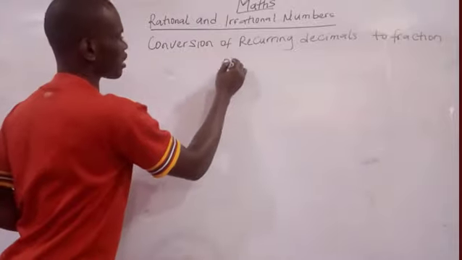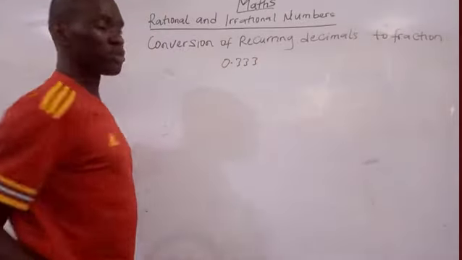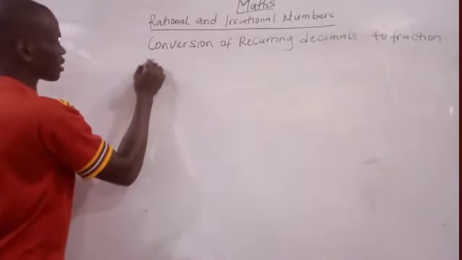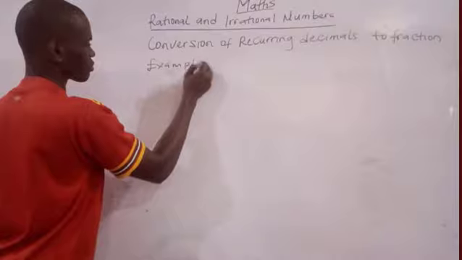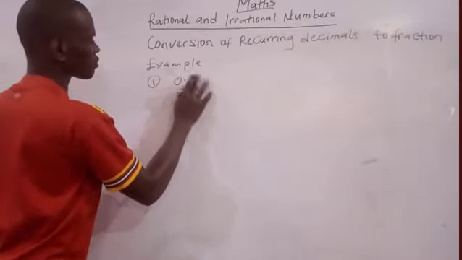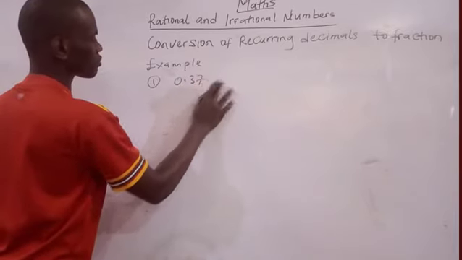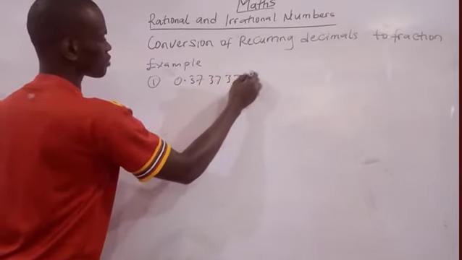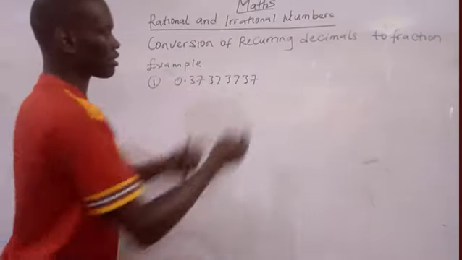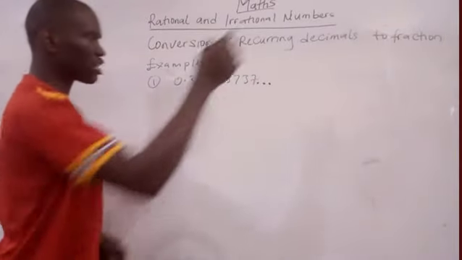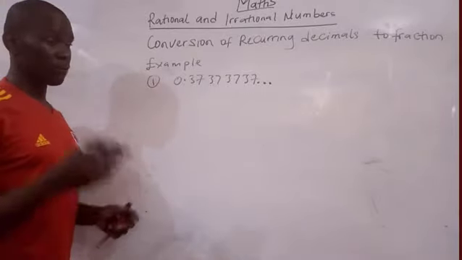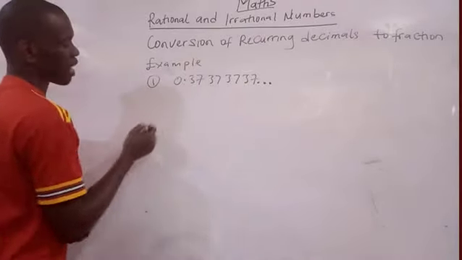Remember that recurring decimals are those numbers that keep repeating themselves in the same sequence. Now let's look at an example. Number 1. I have 0.37, 37, 37, 37, and 37 will keep recurring. If I want to convert it to a fraction, I'll simply form an equation.